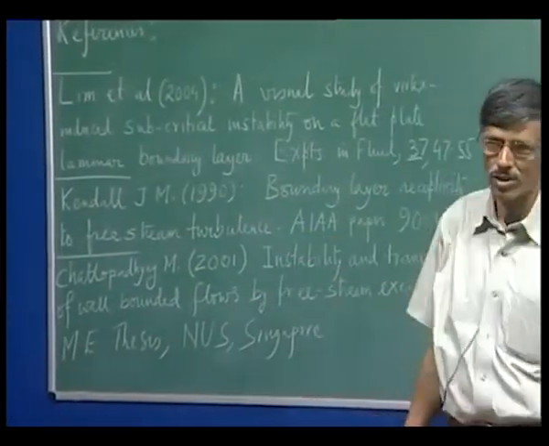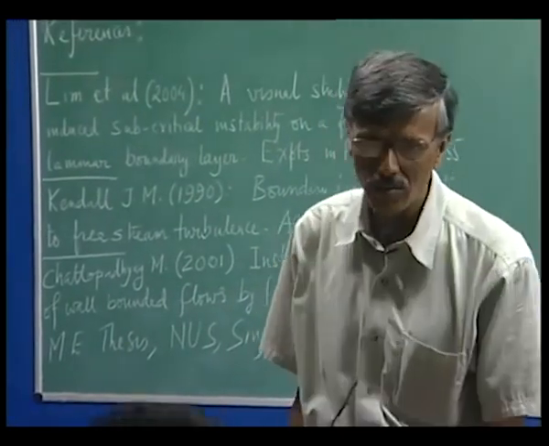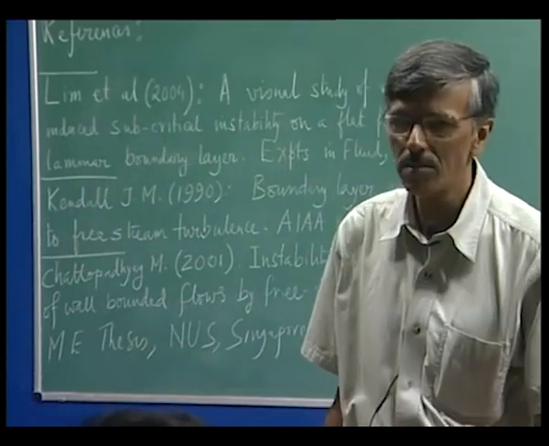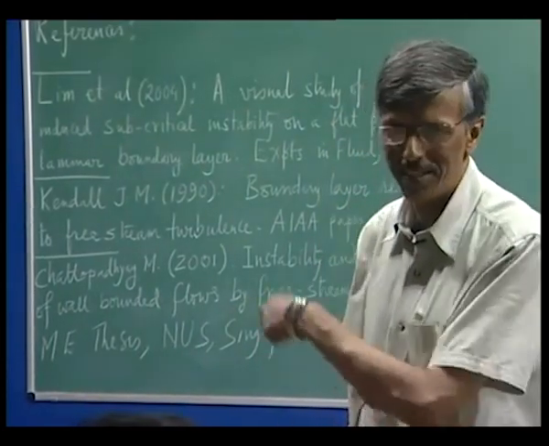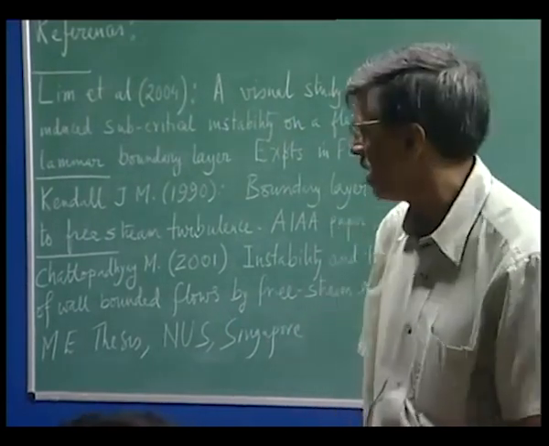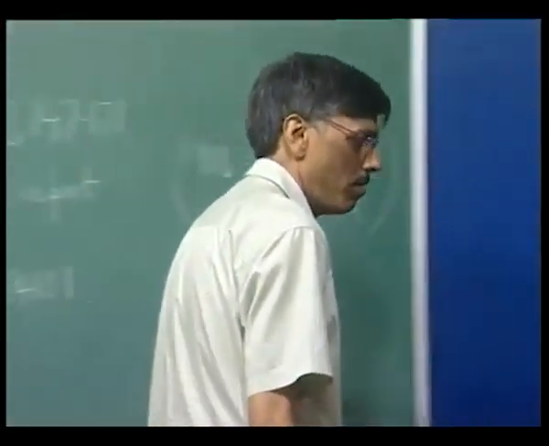Why did we add the word subcritical? That should be pretty much obvious to you, because in the absence of any disturbance, flow remains quiescent. It is only when I disturb the flow that I see the response. This can only happen if it is subcritical. If it was supercritical, then of course I would not see that. The flow itself has a tendency to become unstable.